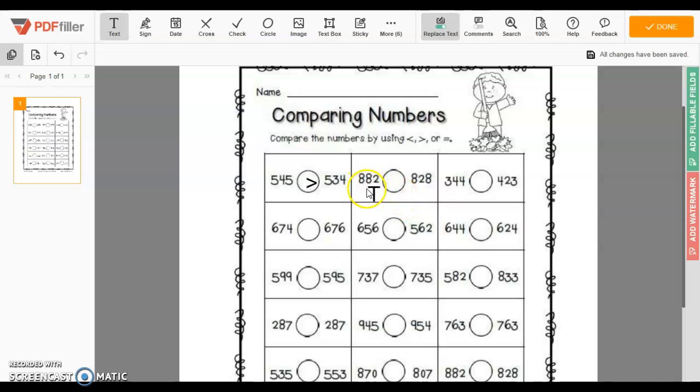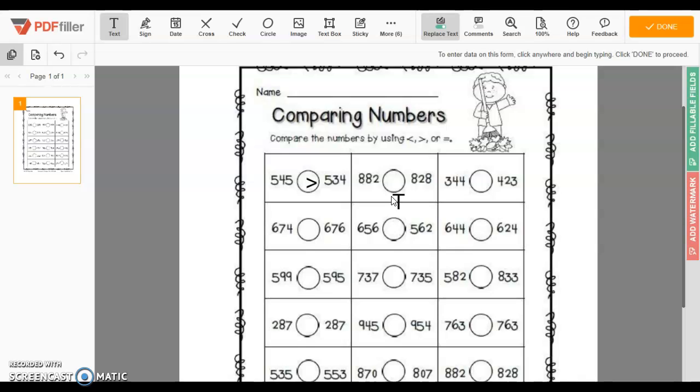We have 882 and 828. Remember, we always start with the largest place value, so we're going to look at the hundreds place. In 882, we have an 8 in the hundreds place. When I look at 828, I also have an 8 in the hundreds place, so I can't really figure out which is larger by looking at the hundreds place, which means I now need to go down to the tens place. So in 882, I have an 8 in the tens place, and in 828, I have a 2 in the tens place. Which number do you think is larger, 8 or 2? If you said 8, you're correct.